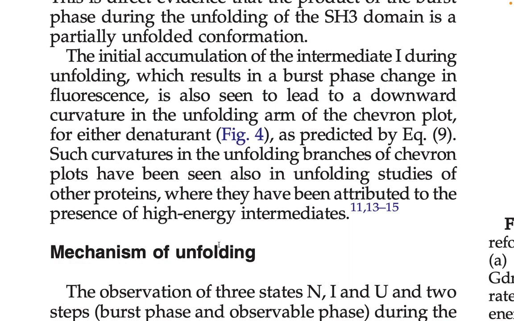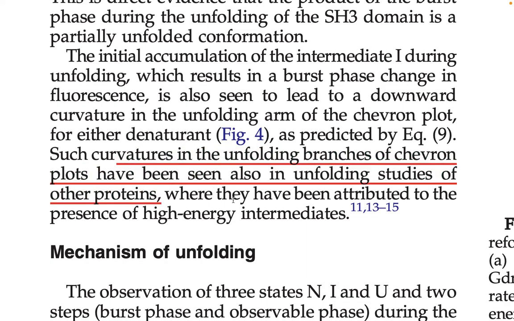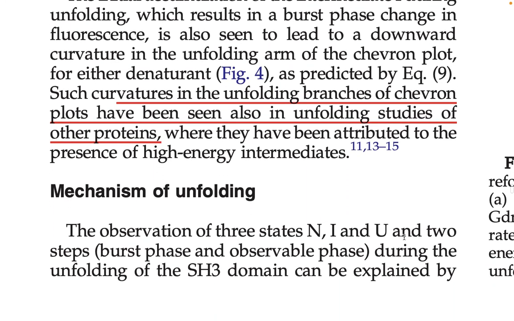Now, the initial accumulation of intermediate I during unfolding, which results in a burst phase change in fluorescence, is also seen to lead to a downward curvature in the unfolding arm of the chevron plot for either denaturant, as predicted by equation 9. Such curvature in unfolding branches of chevron plots has been seen also in unfolding studies of other proteins, where they have been attributed to the presence of high energy intermediates.